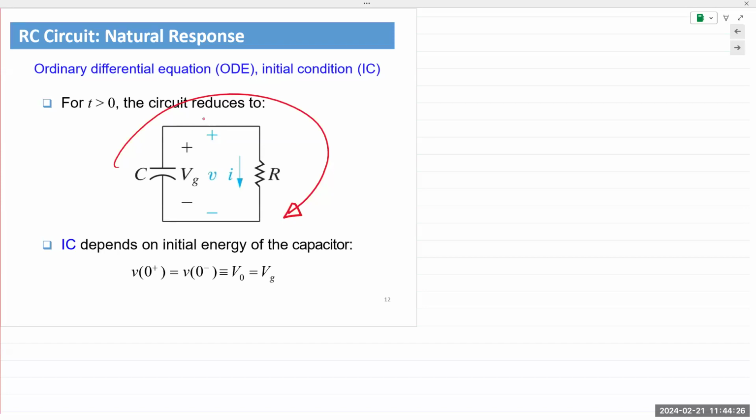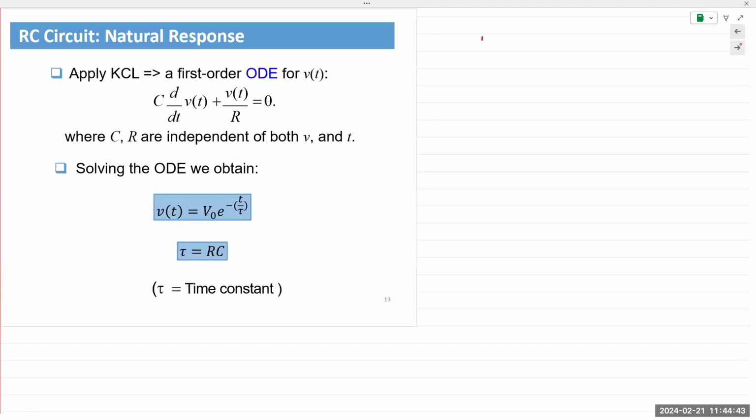So, initial conditions, we can dictate voltage across the capacitor right after is the same as right before, which is VG. If you want to write an equation, we apply KCL at the top. We have IC plus IR is equal to 0. Capacitor current IC is C dV over dt. IR is V over R. Once again, we have a similar first order ordinary differential equation.